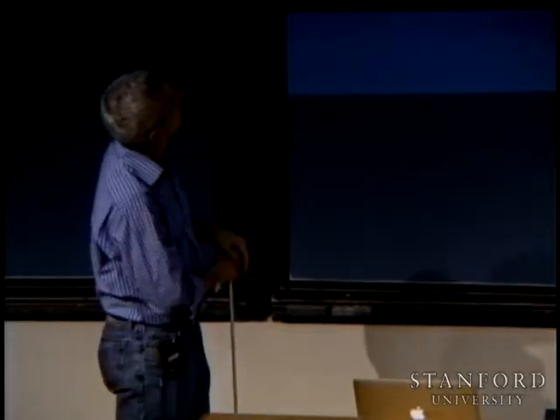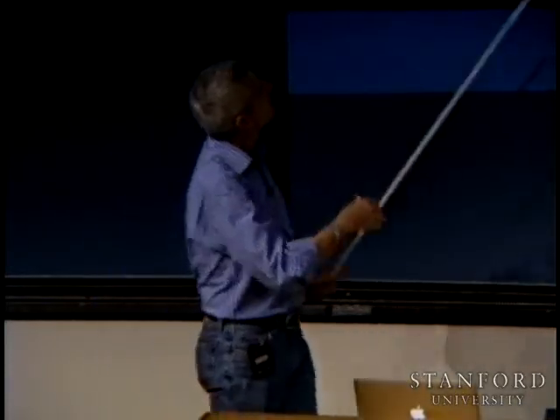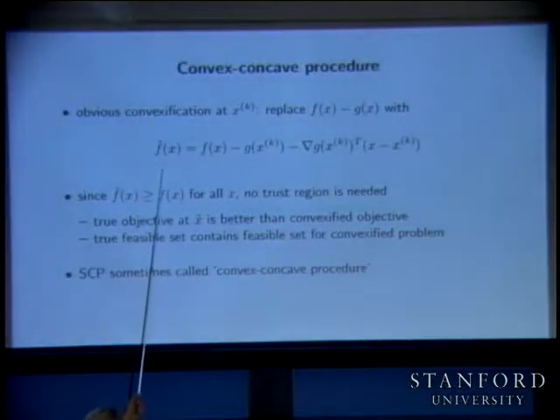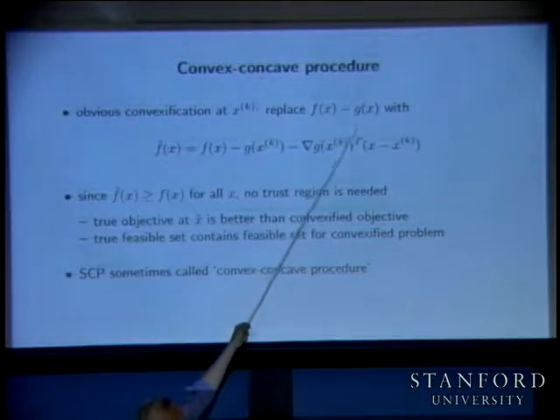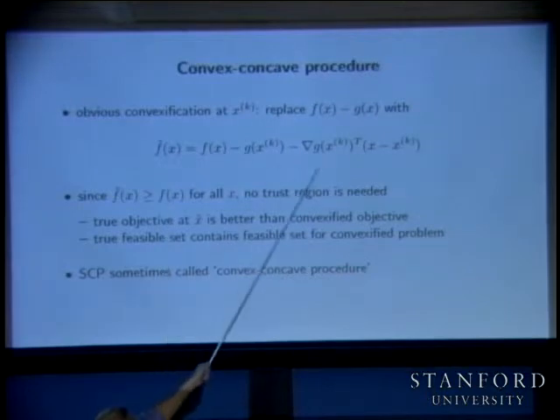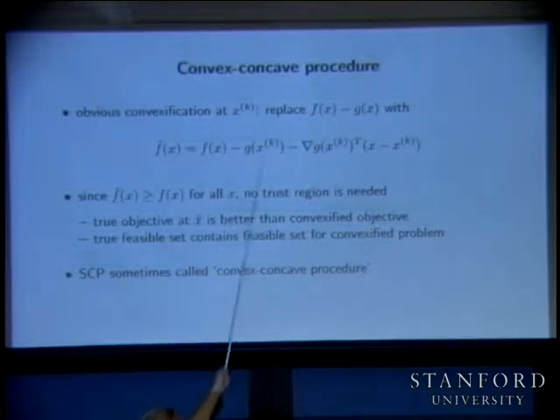Okay. So what you do is simply this. This is the obvious linearization. You simply linearize G and you get this thing. This, of course, is convex because it's convex, and then that's constant. Well, this is affine. That's the affine approximation of G. Now, here's the cool part.